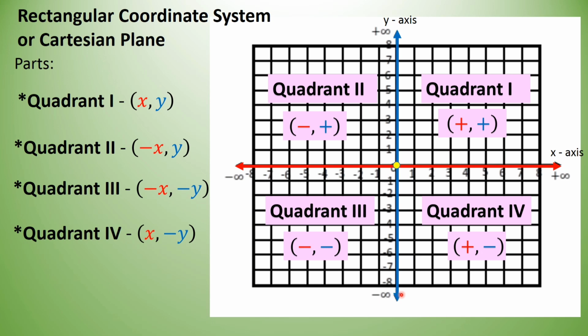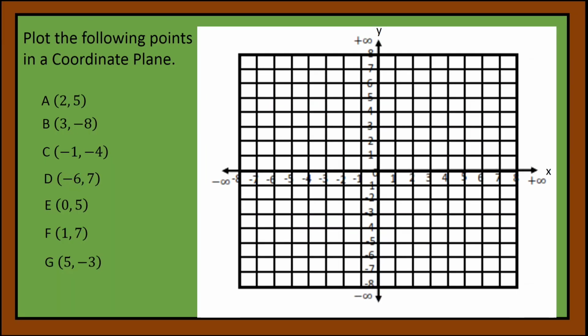Take note that our ordered pairs or coordinates (x, y) cannot be interchanged in position. So x is always the first coordinate, followed by y. So let us plot the following points in a Cartesian plane.